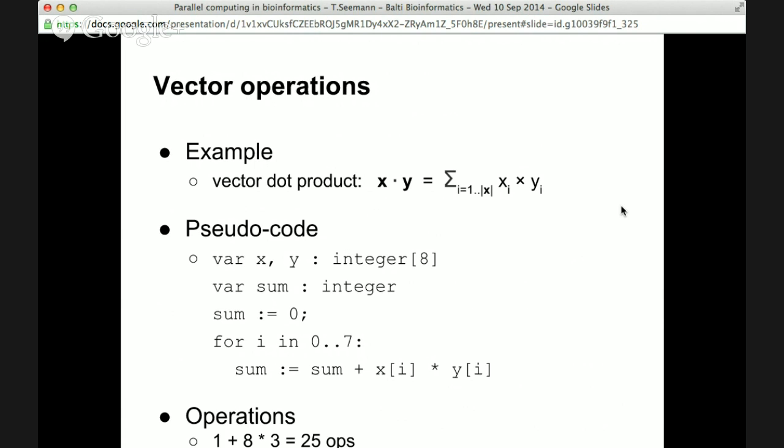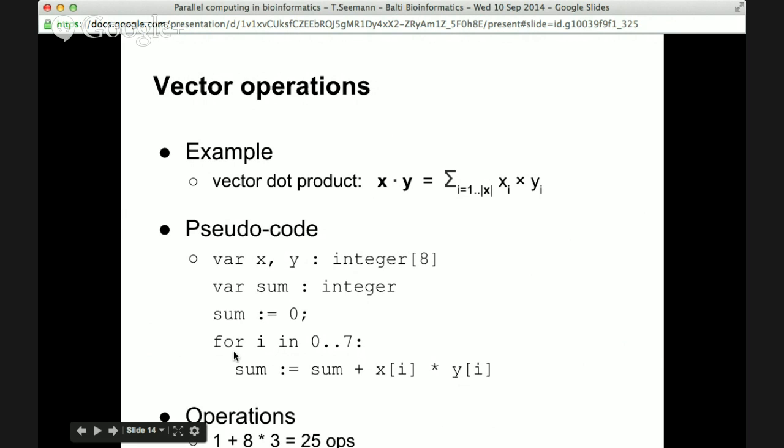So let's imagine we want to do a vector dot product, which, given 2 vectors, essentially multiplies the first element in each vector and adds it to the multiplication of the second elements in the vectors, and so on, given by that maths formula on the slide. Now, how would we do that in, say, a C-like or Pascal-like language? Well, we would have two variables, x and y, which are vectors of 8 integers, and a variable called sum where we're going to store the result as we go.